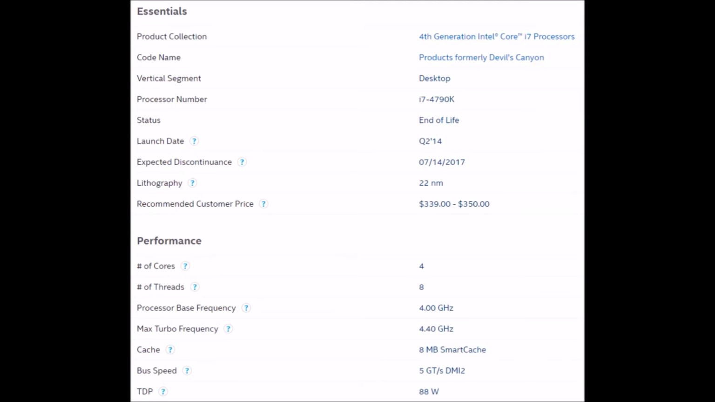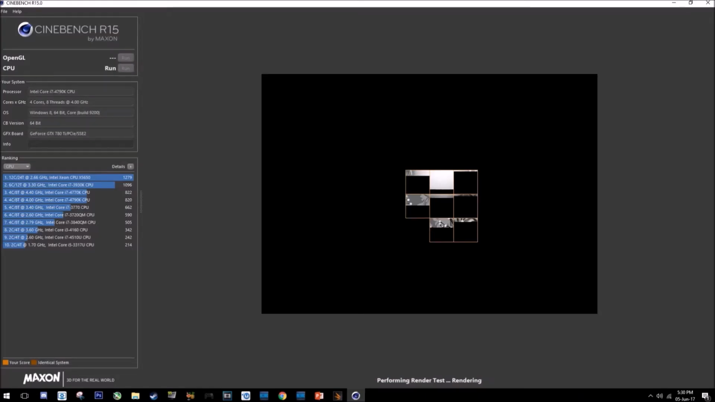So, let's have a look at the first benchmark. We're going to be using Cinebench R15.